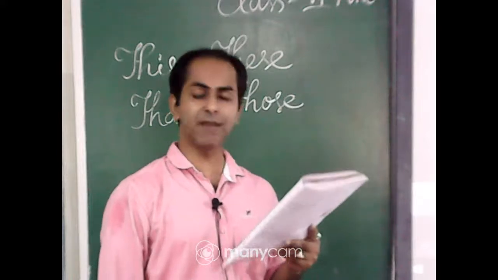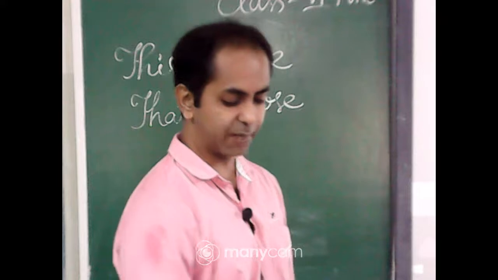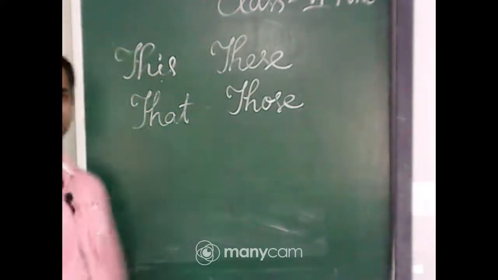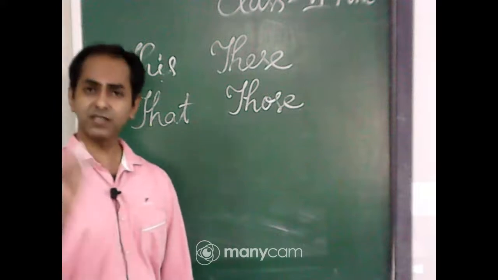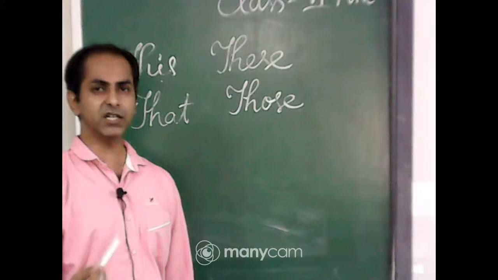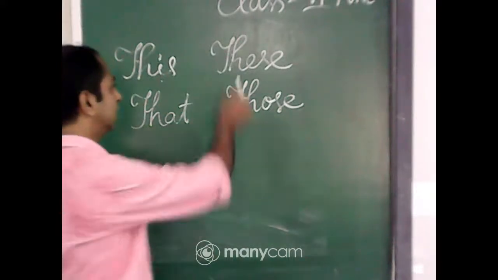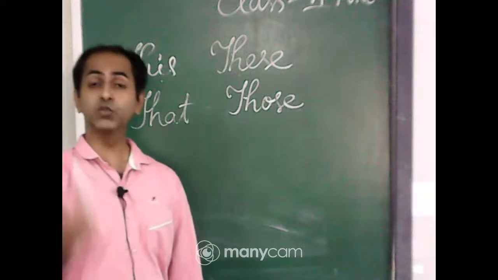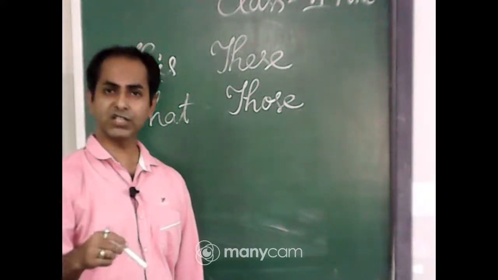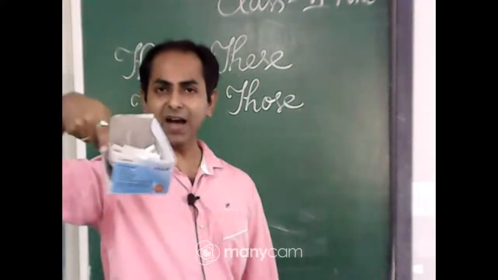So, this is my book. As I have said yesterday, again I am repeating that the word this is used for singular to show something which is near to the speaker. This is my chalk. These is used for something plural and which is near the speaker. These are my chalks.